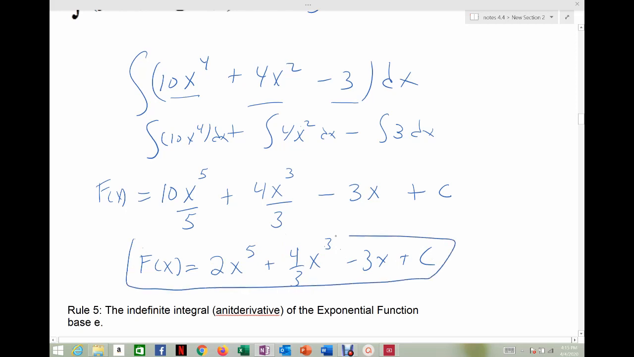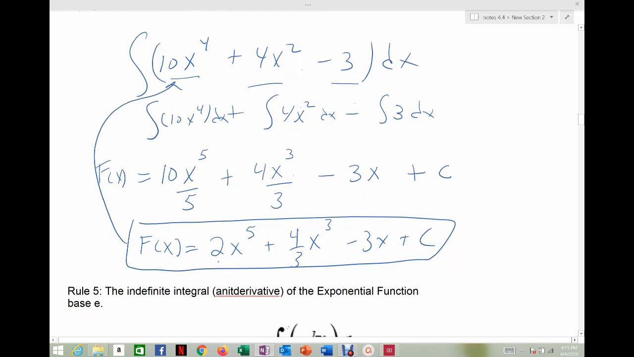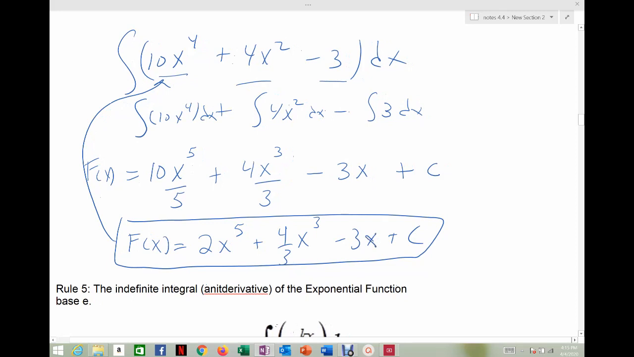If you took the derivative of this function, it would equal the function inside. You could do a quick mental check. The derivative of 2x to the fifth is 10x to the fourth. The derivative of 4/3 x cubed: the reason I needed to divide by 3 is because when I pulled the 3 out, I needed it to cancel with this 3. And then 1 degree less is going to leave me with a 2. And then the derivative of negative 3x is negative 3, and the constant always zeroes out.